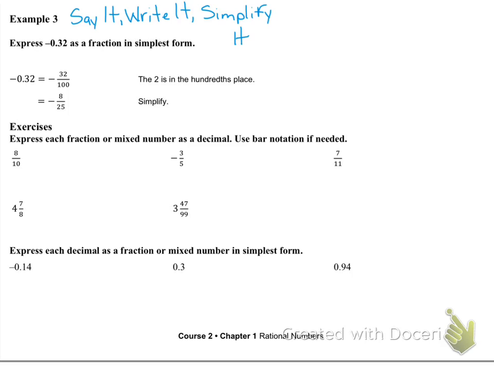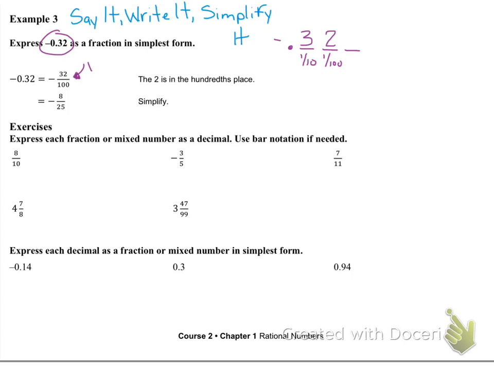Say it, write it, simplify it. So let's look at our decimal value. We're going to say it, negative 32 hundredths. Don't say negative 0.32. That won't help you. Read it correctly. So you know if you're talking about decimal numbers, you've got tenths, hundredths, thousandths. So this one looks like that. It's negative. So this is the tenths place. This is the hundredths place. That's negative 32 hundredths. So then I write it right there, negative 32 hundredths.